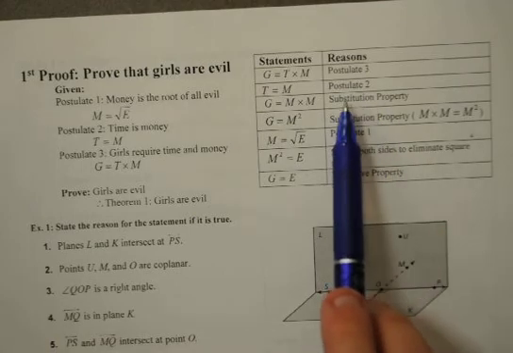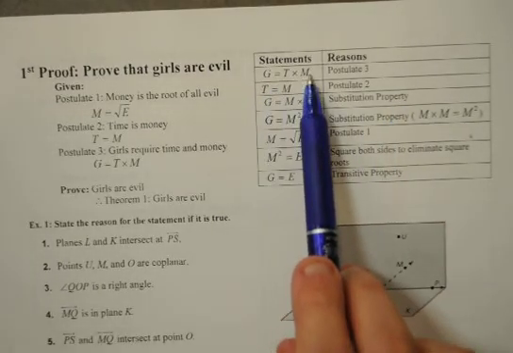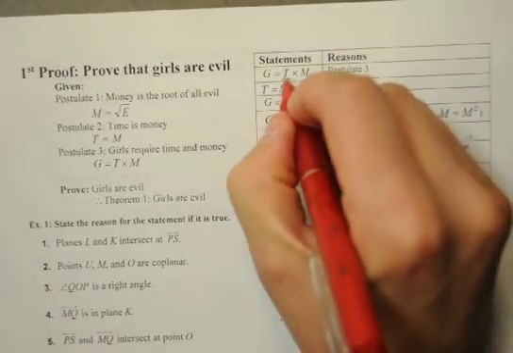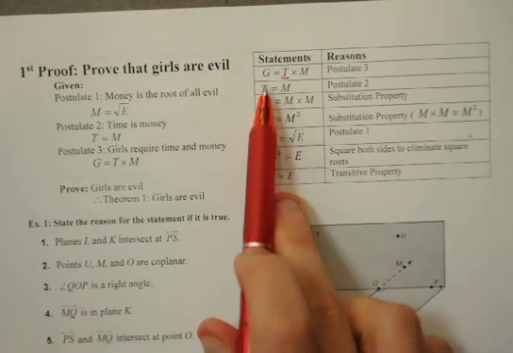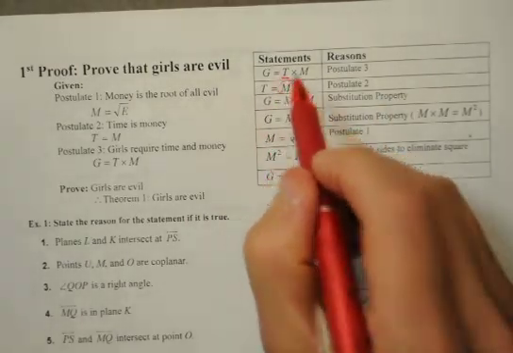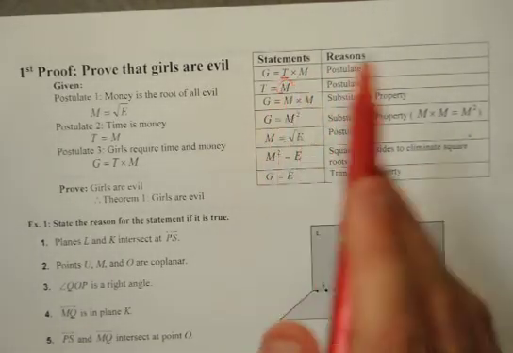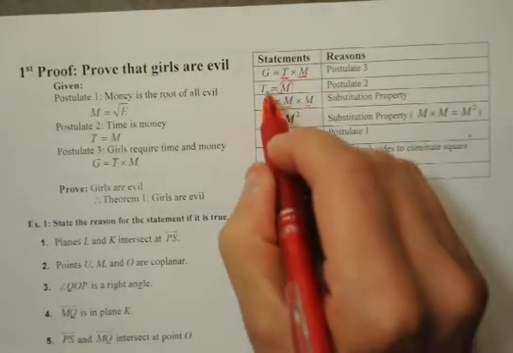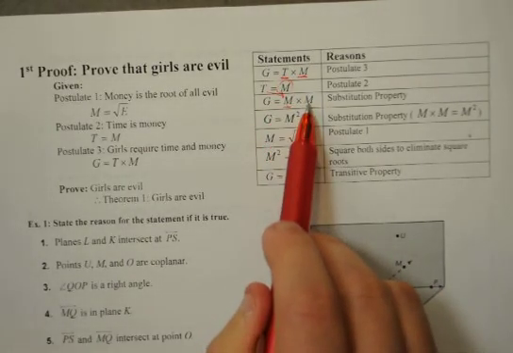Now I can use an accepted property. It's called the substitution property. Instead of writing girls equals time times money, what can I substitute in for time? What can I replace time with? I can take time and replace it with money. As I said, time is equal to money. So instead of writing time times money, I can write money times money, because time is money.